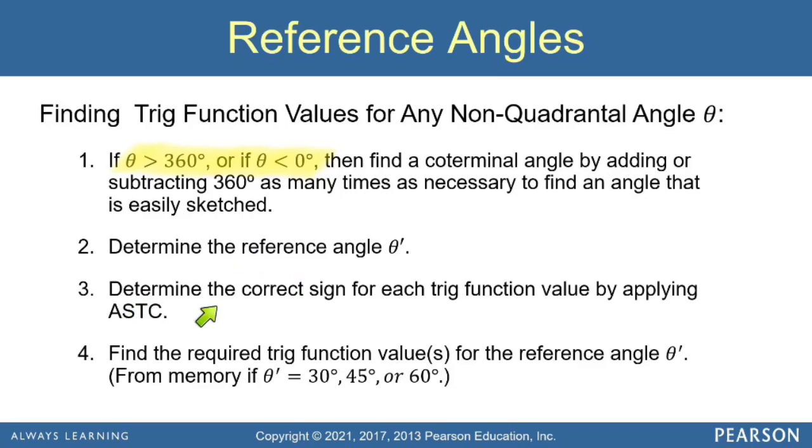You'll determine the correct sign for the trig function by applying ASTC, and then you'll just find the required trig function values. That's done from memory as long as your reference angle is 30, 45, or 60 degrees, which it always will be in this section.